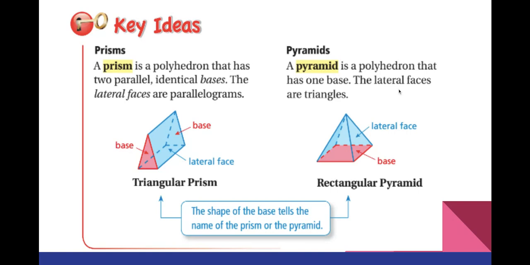A pyramid is a polyhedron that has one base, and the lateral faces are triangles. So in this pyramid that's shown here, it's a rectangular pyramid because the shape of the base is a rectangle. The lateral faces, those ones that you see here in blue, those are the lateral faces of the pyramid, and those are triangles. Those triangles create that one vertex at the top, which makes a pyramid very easy to identify.